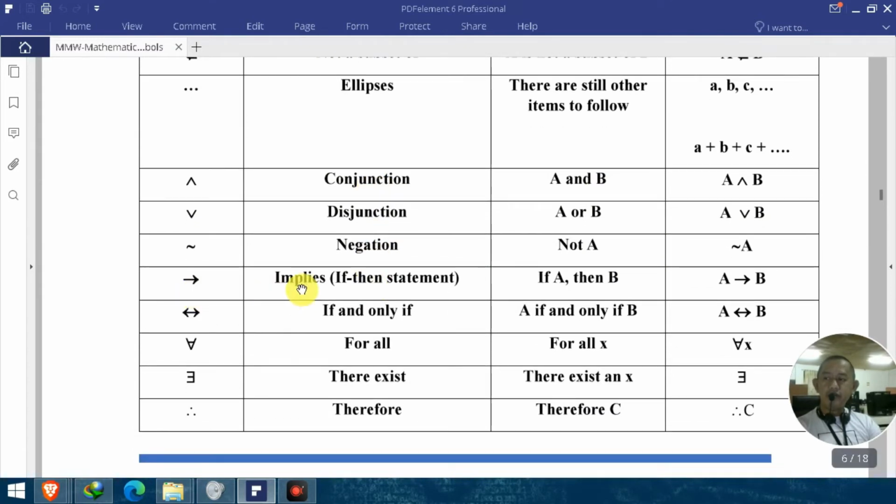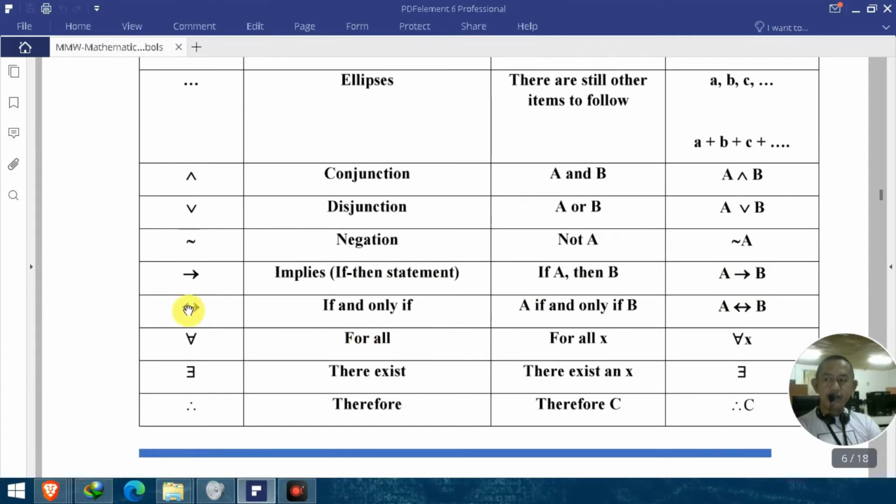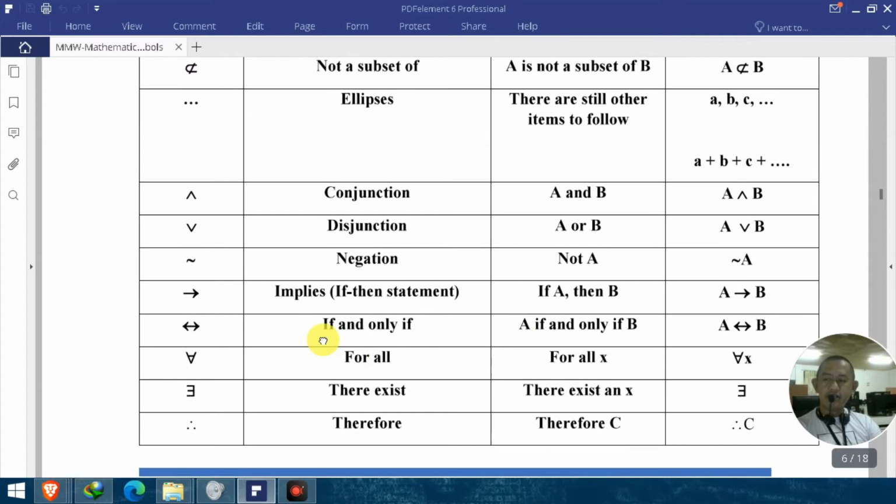And then we have implies, if-then statement. This arrow: if A then B. So you read this one, if A then B. We have bidirectional in programming, but in our subject, it is if and only if: A if and only if B. You read this one, A if and only if B.